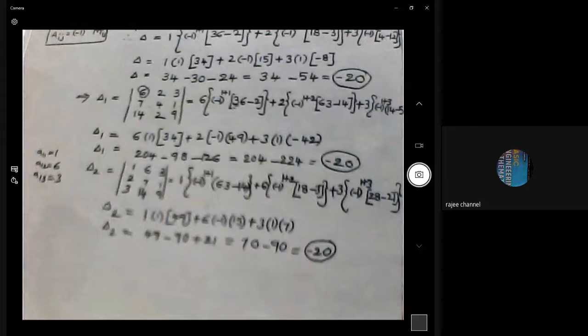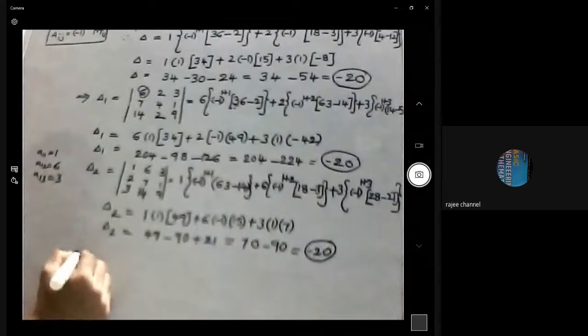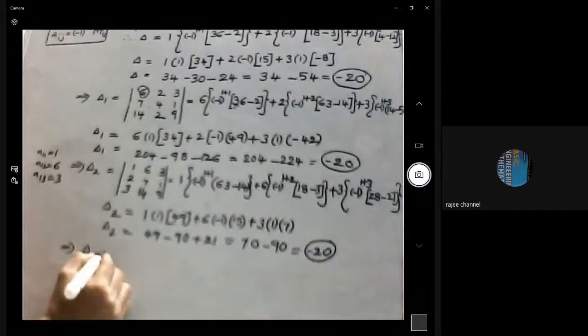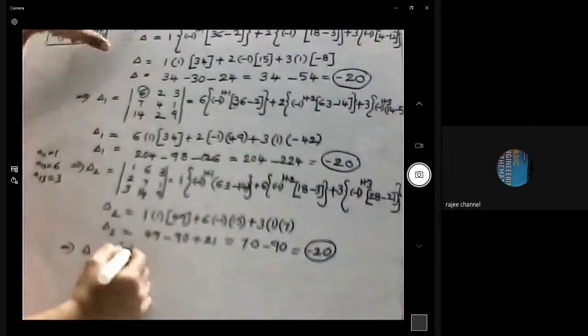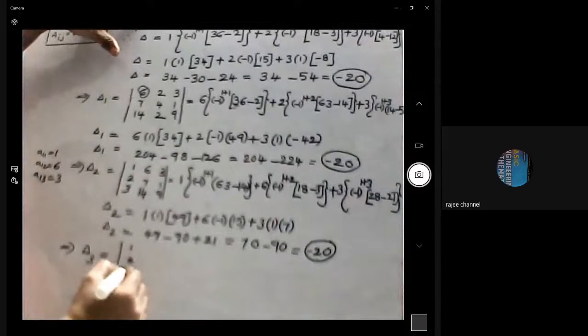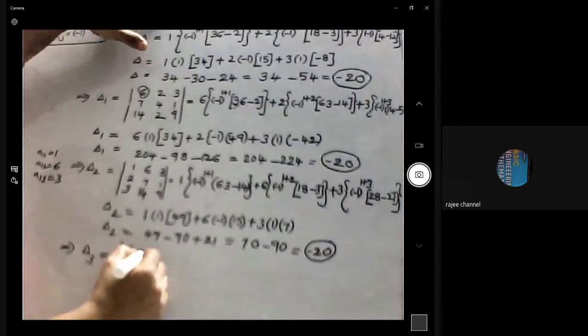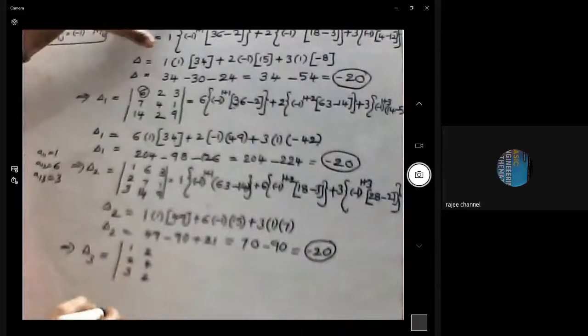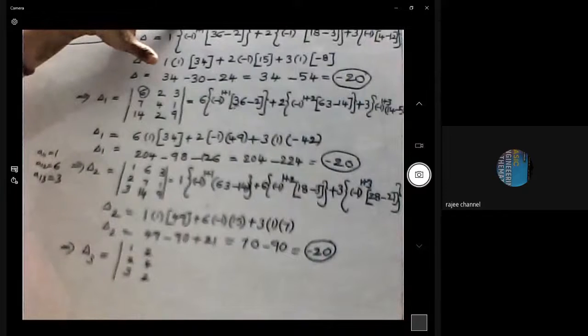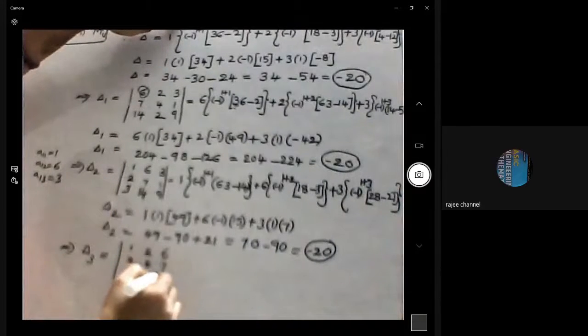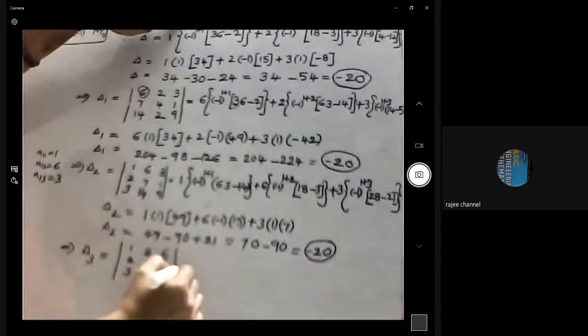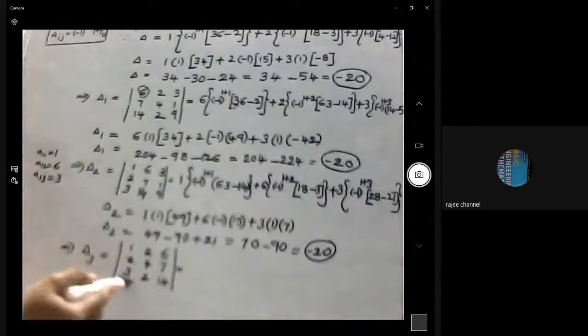Now we find delta 3. Take the determinant: the C1 column and C2 column are taken as is. C1 is 1, 2, 3. Sorry, C2 column is 2, 4, 2. The C3 column is replaced by the constants 6, 7, 14. Now we find this determinant value.